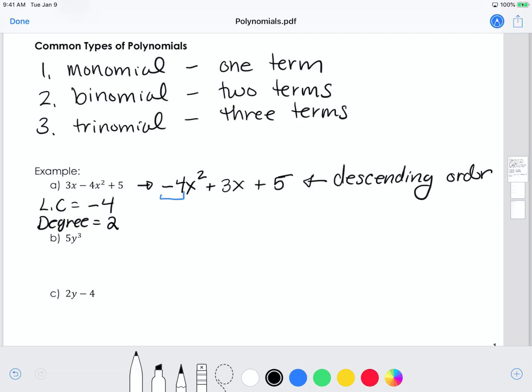And now we can also identify that this is a common polynomial because if you notice, I've got one term, I've got two terms, and then I've got a third term here. And terms are separated by pluses and minuses. Just to do a quick review of vocabulary, factors are separated by multiplication, and terms are separated by addition and subtraction. So we've got 3 terms here, which means this polynomial is specifically the common polynomial called a trinomial.